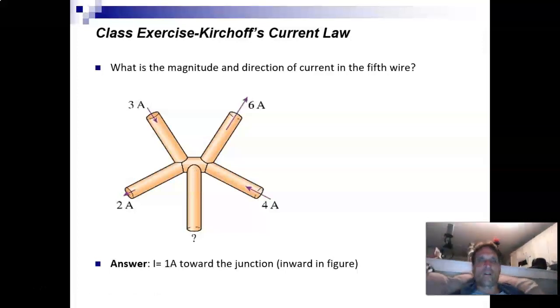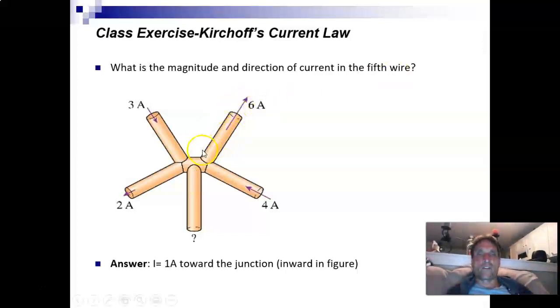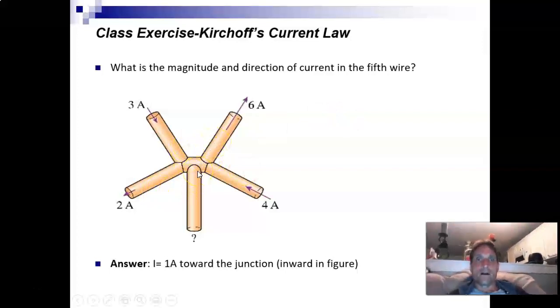So Kirchhoff's current law is really easy. It just says the total coming in must equal total coming out. And that's a lot like water flow. If you have a T connector, whatever comes in must come out. The water can't disappear at the T.